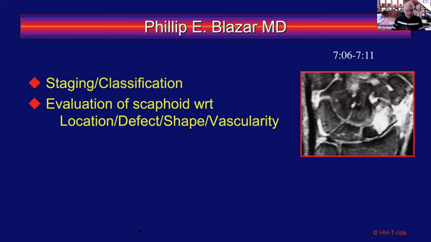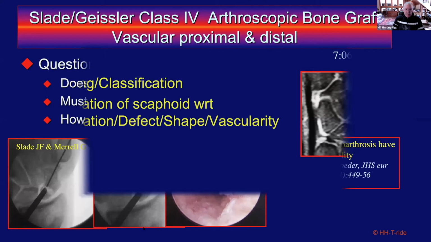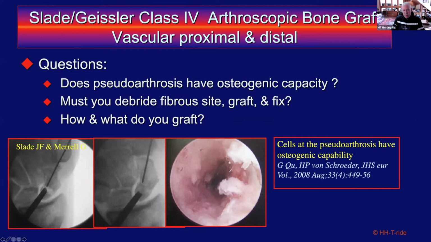So here's a case by my friend, the late Joe Slade, from a publication with Greg Merrill, a proximal non-union, again, pretty well aligned, a little bit of cystic deformity. So it brings up the point that you just mentioned about whether or not these non-unions do have osteogenic capability. And along with that, Phil, is there a reason to debride the fibrous site in these small non-unions along with grafting and fixing? And then Jesse, I'll ask you subsequent to that, if you do graft it, what are your options for grafting it? Is it BMP? Is it allograft? Is it autogenous graft?